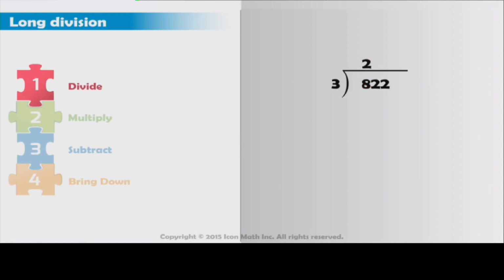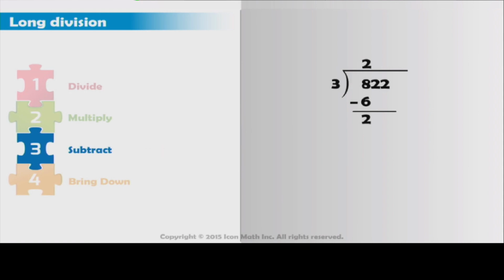Now, as we've learned, after we divide, we multiply. Multiply 2 times 3. So we take the digit we wrote in the quotient and multiply it by our divisor, 3. 2 times 3 equals 6. We write 6 below the 8, the number we divided. Our third step is to subtract. 8 minus 6 equals 2.